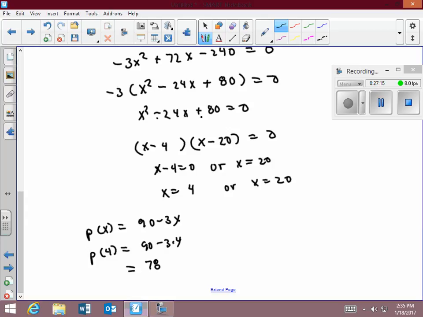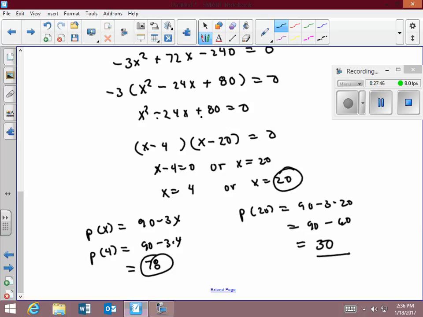Now, what's the price at 20? 3 times 20, 90 minus 60. If you price it at 30 cents, you'll sell 20 of it, you'll break even there. Right? So this is the price that'll get you 20 and you'll break even. This is the price that you will sell 4 cups of it and you'll break even. That makes sense?